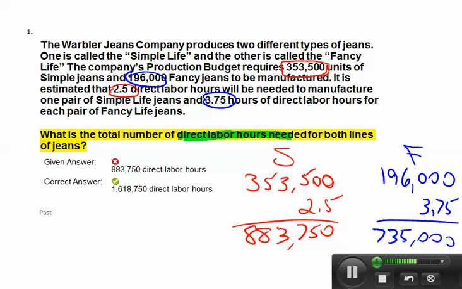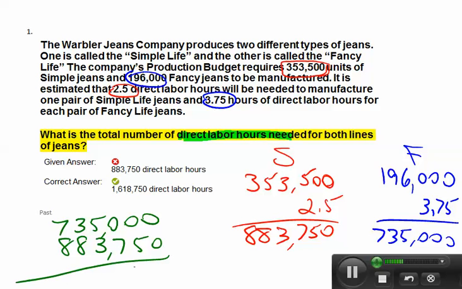So we know how many hours we need for the simple jeans and how many hours we need for the fancy jeans. We need to figure out the total hours, and the total hours would be added. We'll take the 735,000 plus the 883,750. Add these together. Looks like 1,618,750 direct labor hours.